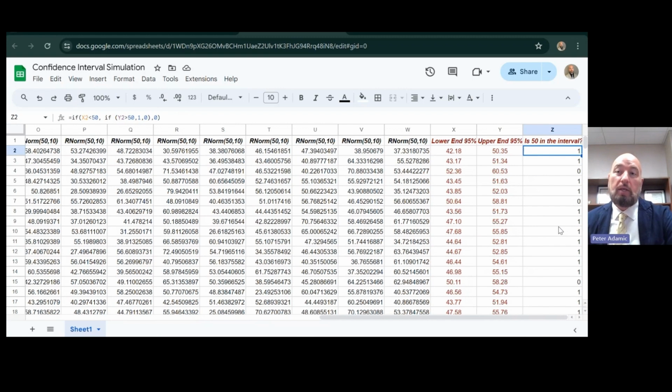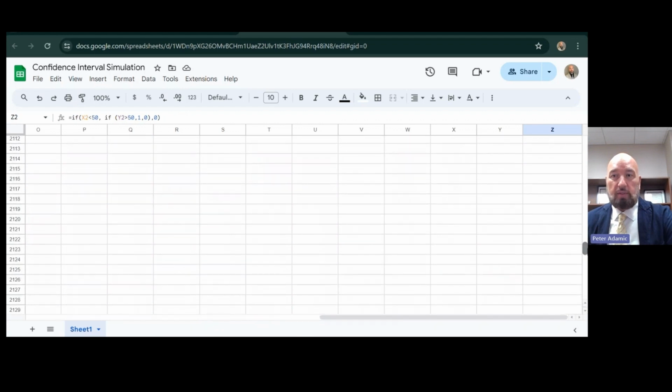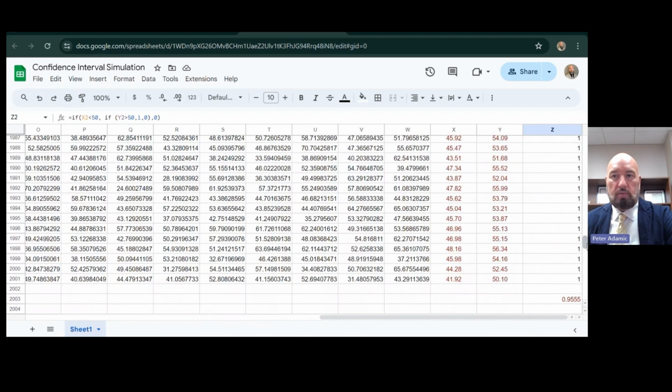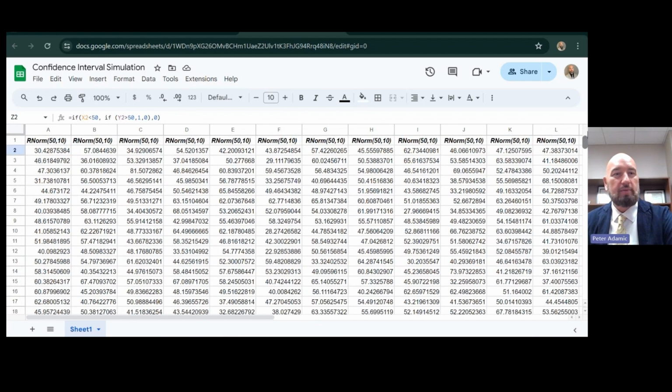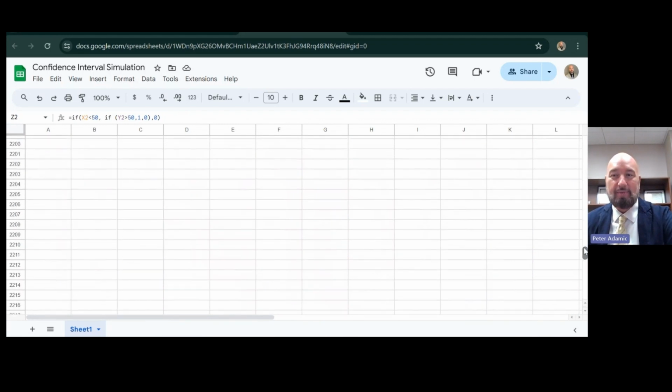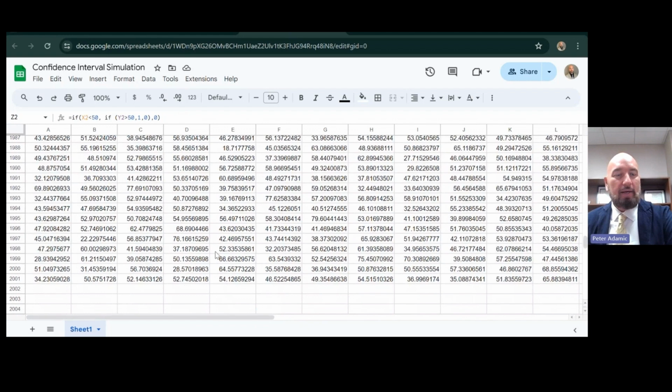We can do this a large number of times, and in fact, that's what I did in this case. I think it was 2,000 times. So we'll go down to row 2001 because, of course, the first row was not a sample. It was just the rnorm 50, 10. I didn't necessarily have to put that in the first row, but I did to be explicit and to help us have the right bearings.